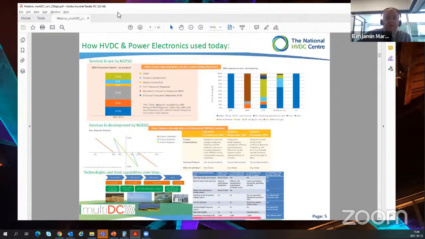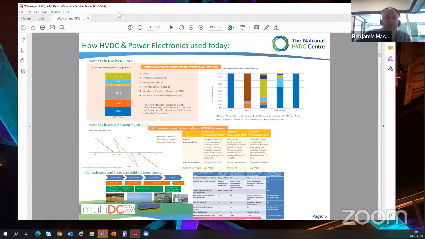We have firm frequency response, which can relate to fixed elements of response on the system that are enabled at given settings. And we also have dynamic containment, which again is a still faster form of sub 1 second response that enables events to be very rapidly responded to, counteracting based on the rate of change of frequency, the speed at which that response is then delivered.